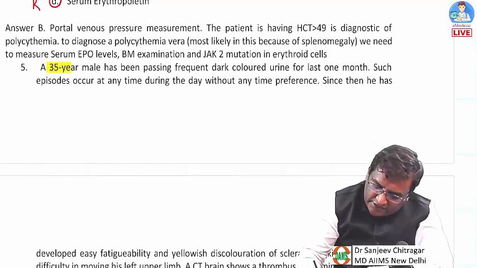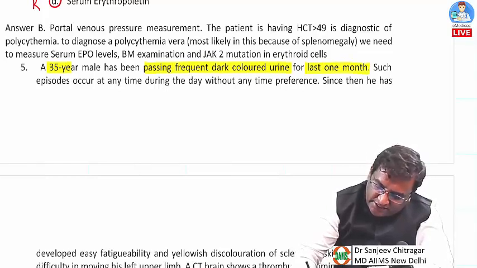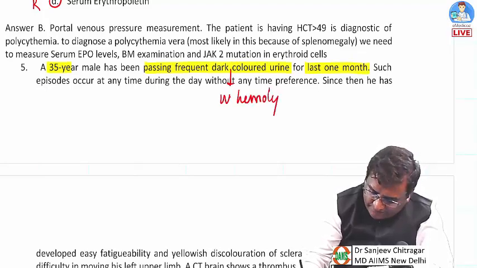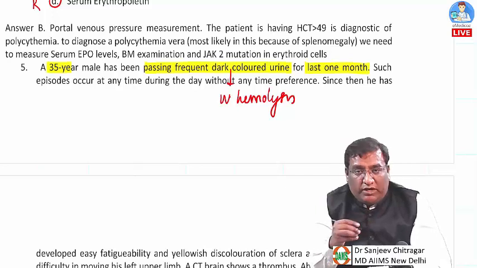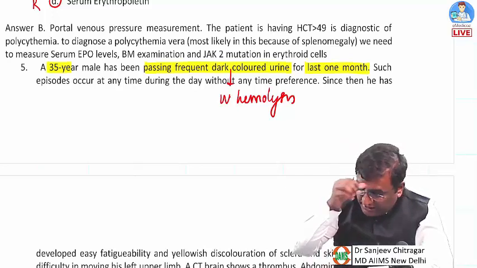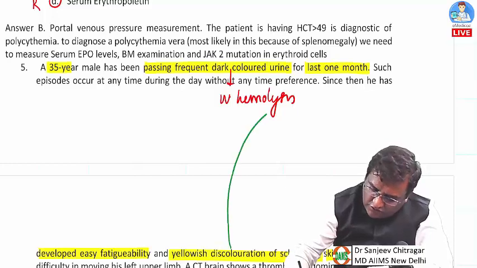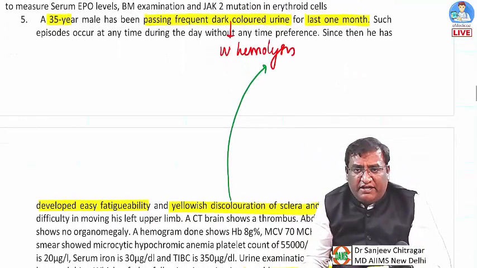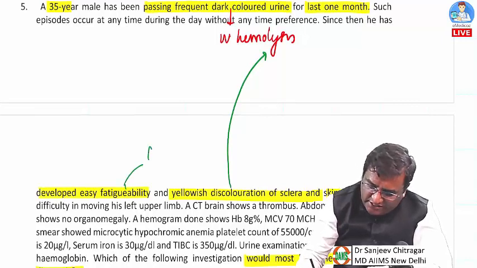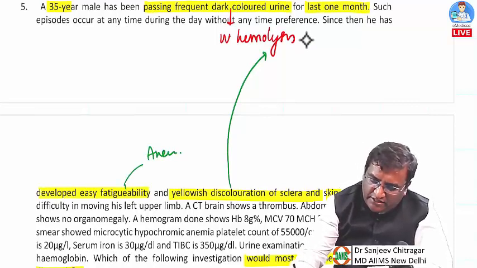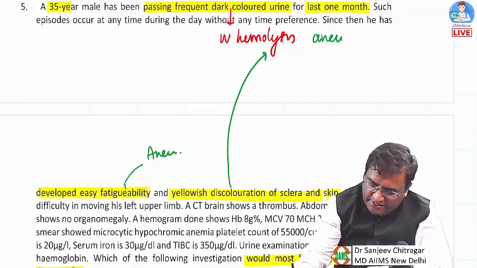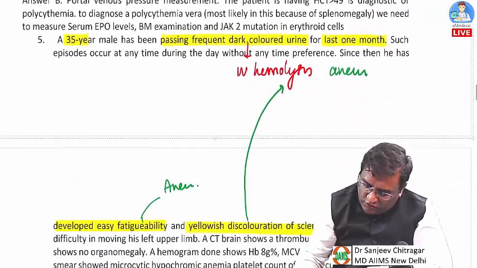A 35-year-old male has been passing frequent dark colored urine for the last 1 month. The moment there is dark colored urine, this is definitely intravascular hemolysis happening. The episodes occur anytime during the day without time preference. Since then he has developed easy fatigability and yellowish discoloration of sclera, which is again suggestive of hemolysis. So the patient is having a hemolytic anemia, and easy fatigability is anemia. So that is my diagnosis: intravascular hemolytic anemia.